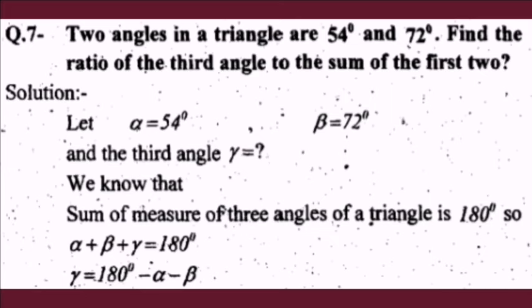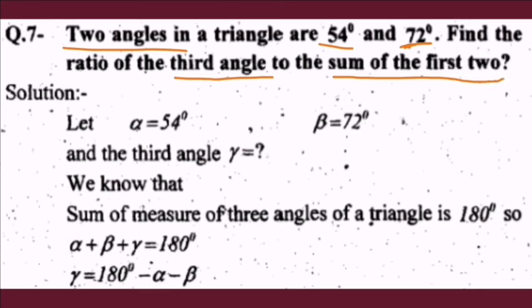Problem 7. Two angles in a triangle are 54 degrees and 72 degrees. Find the ratio of the third angle to the sum of the first two.